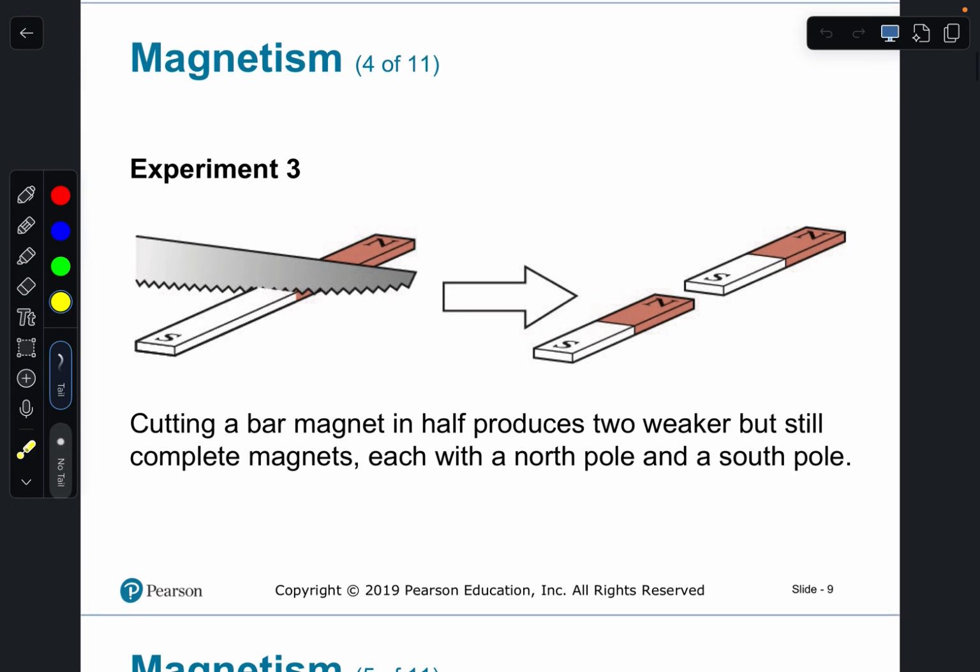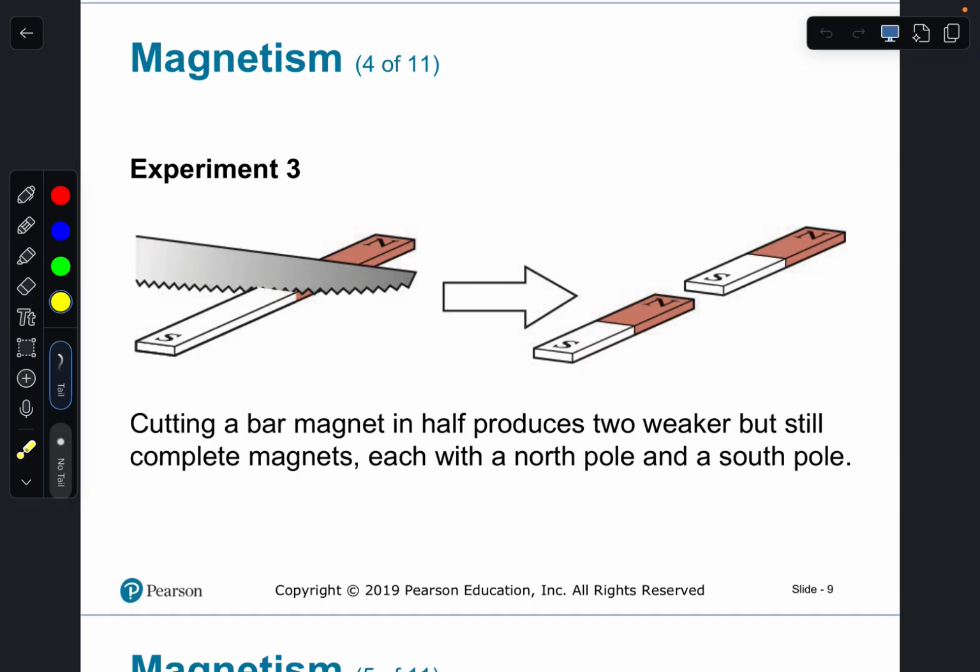Experiment number three, I won't be doing in person. I do not have a saw big enough. If I were to take this bar magnet here and cut it in half, what would happen? Would I have the north pole on one side and the south pole on the other? I would not. Each of these pieces would spontaneously produce the other pole. There is no magnet in existence that only has one pole. Every single magnet that we know about has both poles.